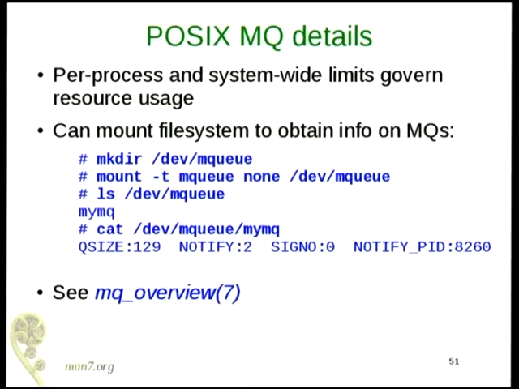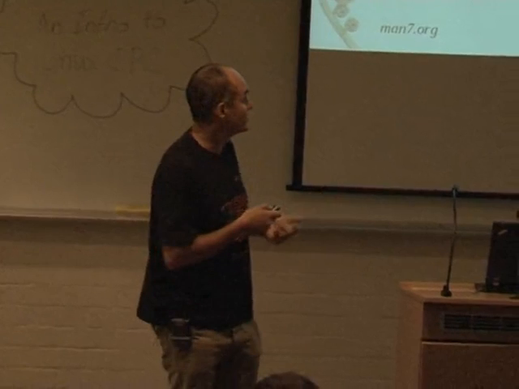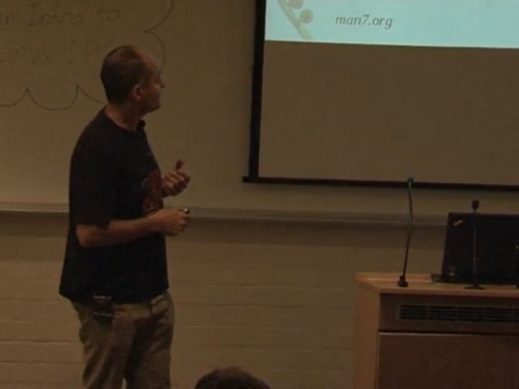So I've got one queue there, mymq, and if you cat that file, you get certain information about the message queue. The number of bytes in the queue, the current notification method in the queue. I forget what 2 is. I think it is notification by thread. So you've got 0, 1, and 2. 0 is no notification, 1 is signals, 2 is thread notification. And if some process has set itself up to be the receiver of notifications for that message queue, you can find out the PID of that process there. Much more detail in the MQ overview page.